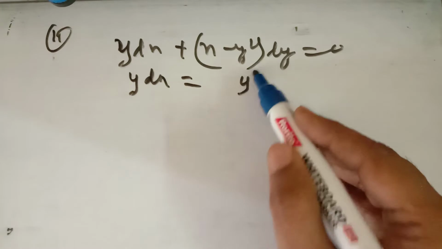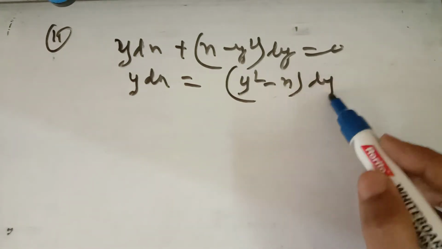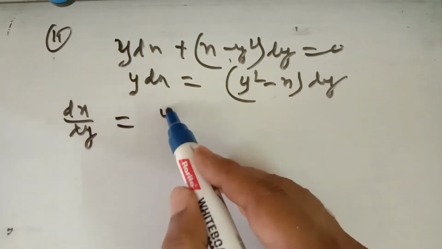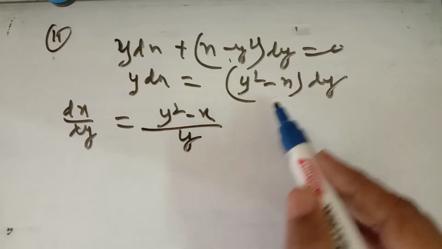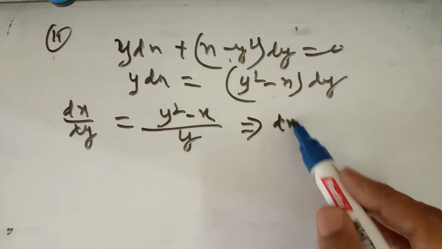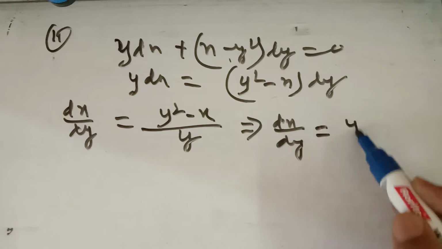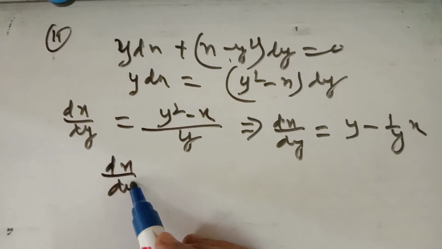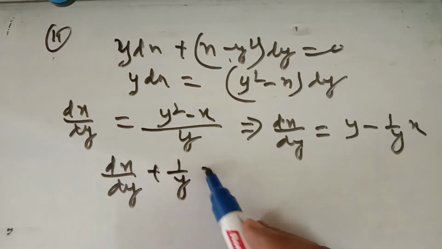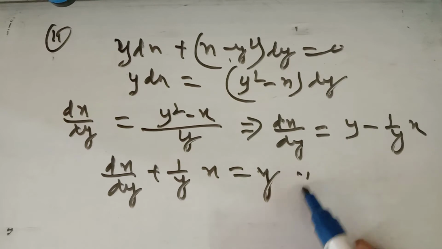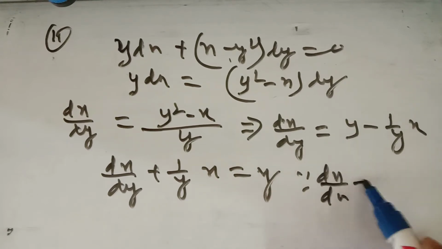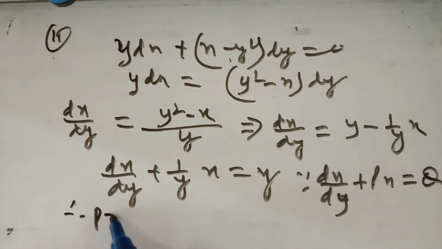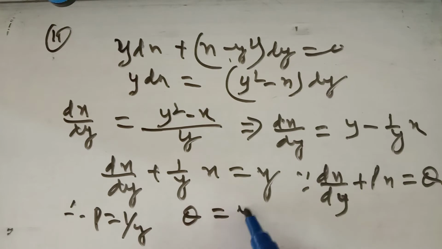So you first of all convert it into standard form. I have taken this to the right hand side. So dx upon dy is equal to (y square minus x) upon y. So it is coming out to be dx upon dy is equal to y minus 1 upon yx, and convert into the standard form: dx upon dy plus (1 upon y)x is equal to y. Now it is coming in the form dx upon dy plus px is equal to q. So therefore p is equal to 1 upon y and q is equal to y.